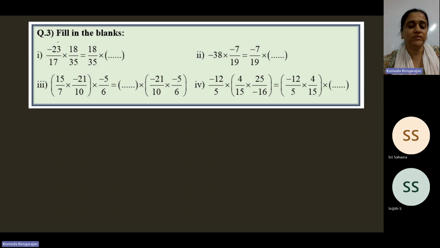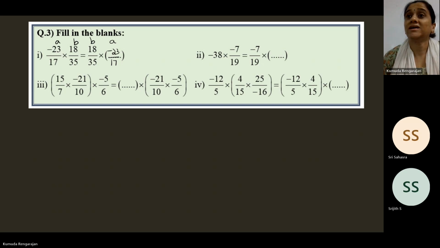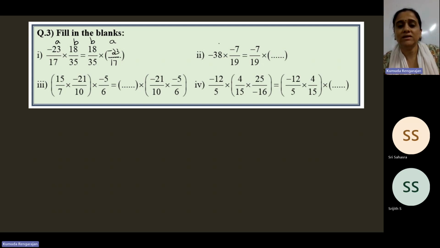So we'll take this as A, B. So what is here? B. So what should come here? A. And what is it? Minus 23 by 17. What properties are demonstrated here? Commutative. Commutative property of multiplication of rational numbers. Next one, second one.